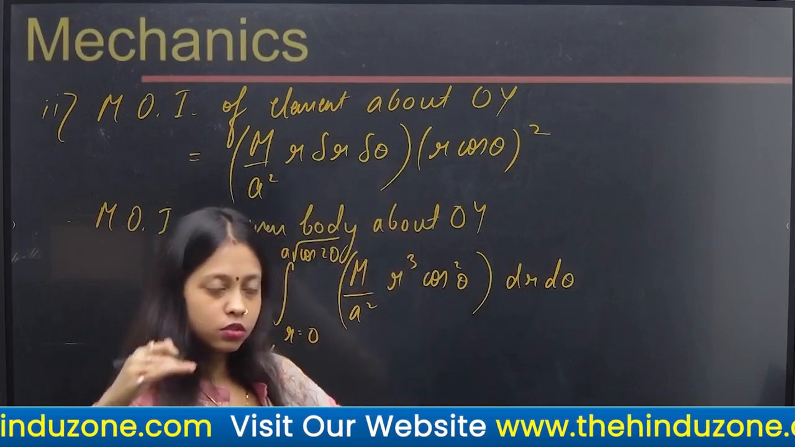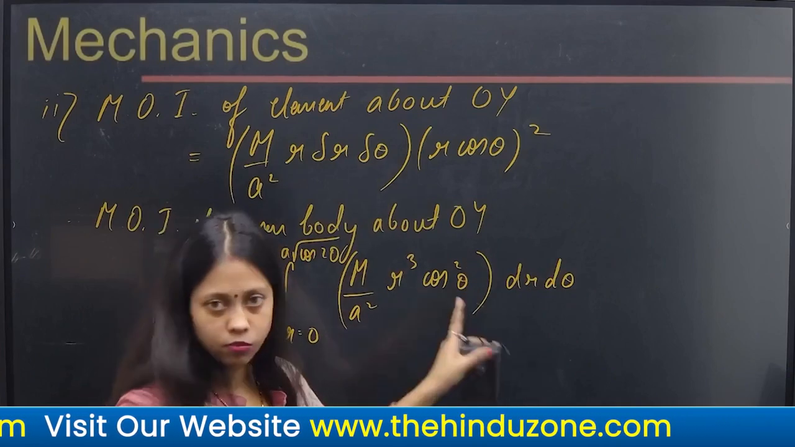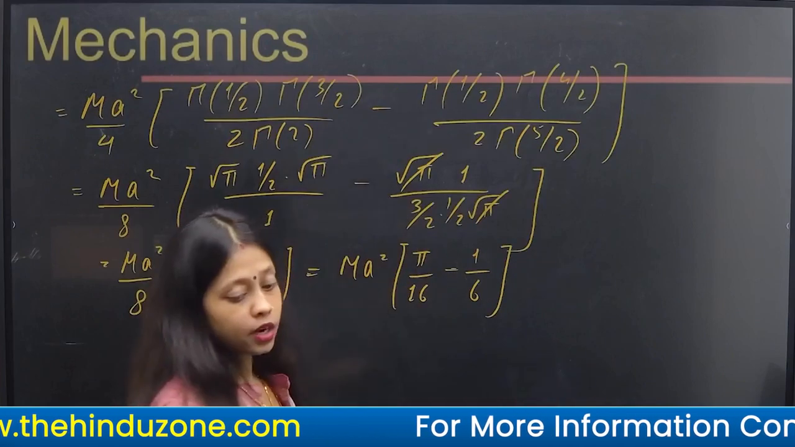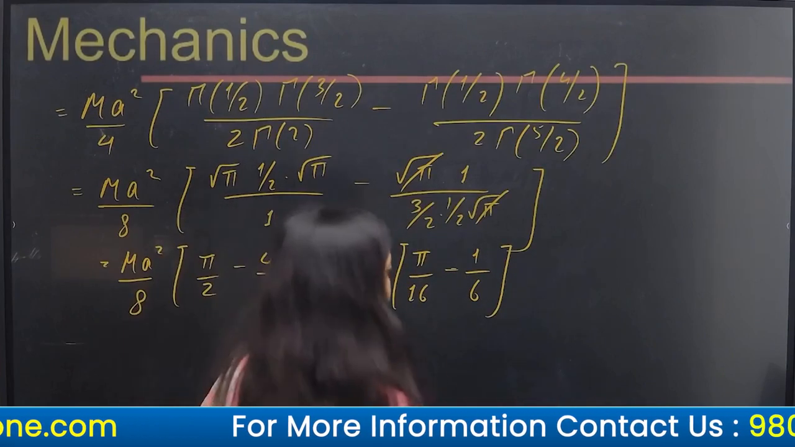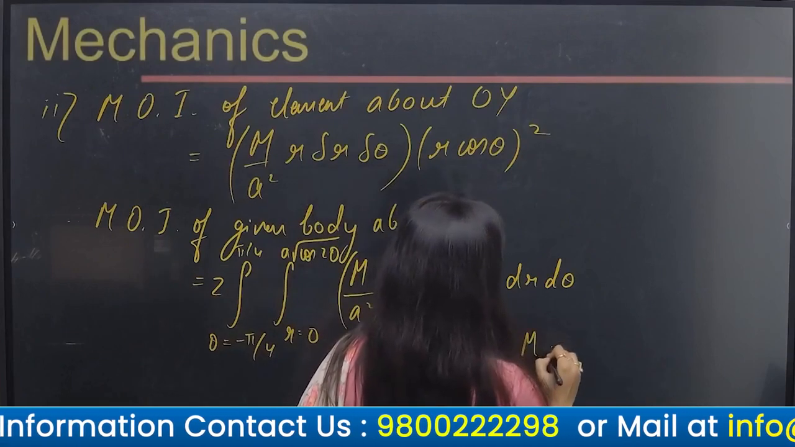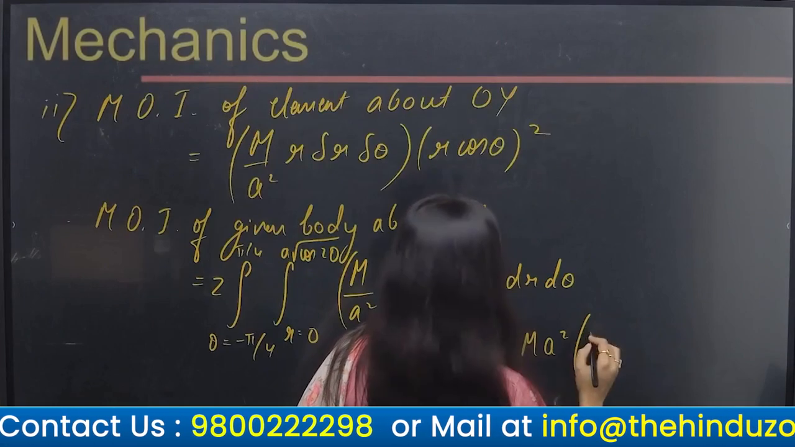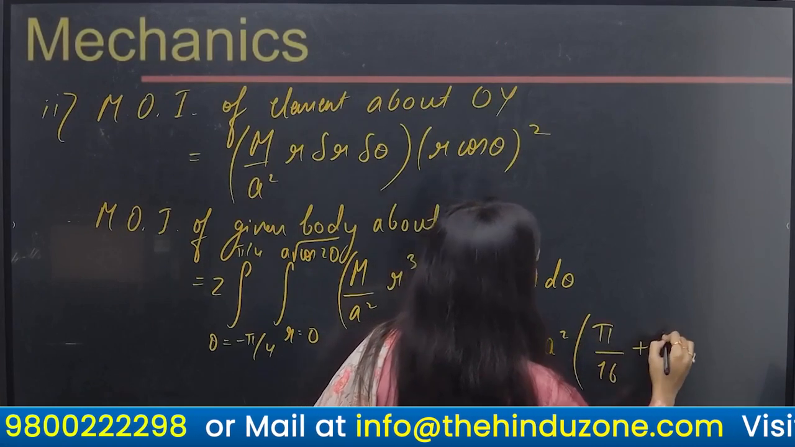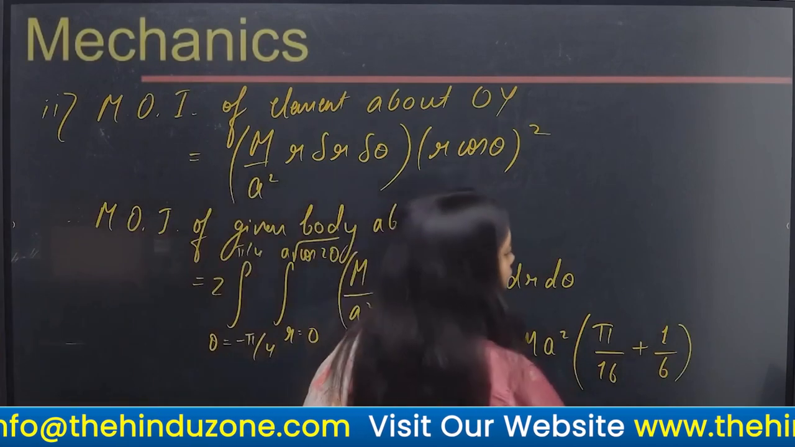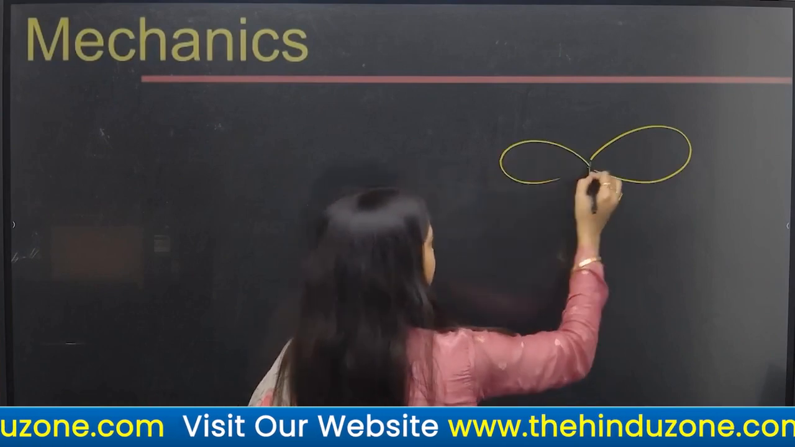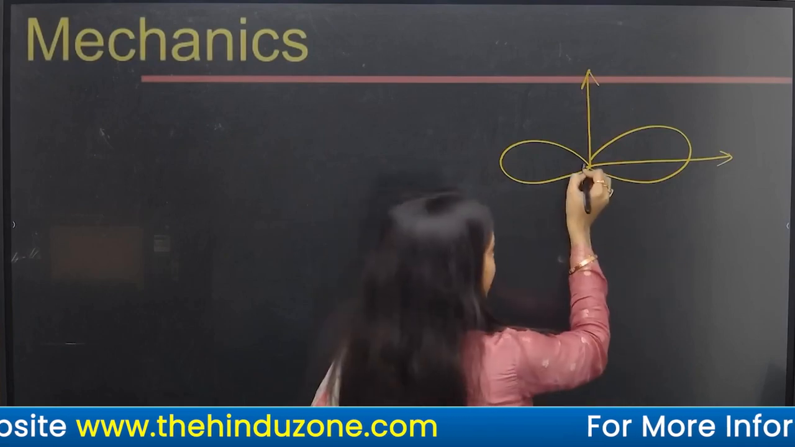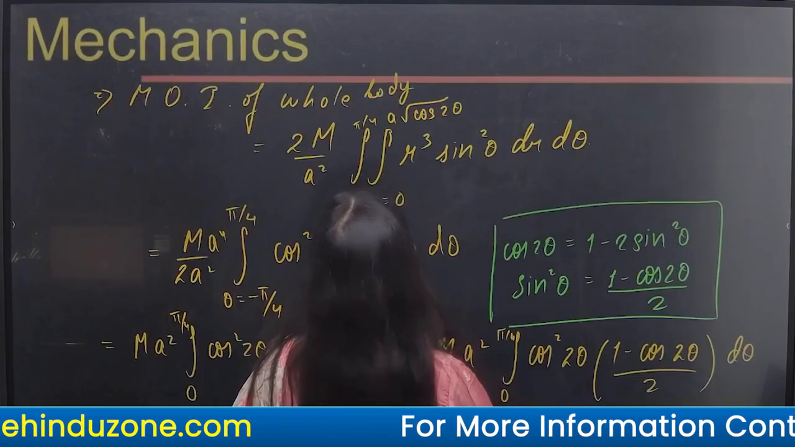So using the same, you can find out this integration. All the formulas that I have applied are exactly the same, solve it. Only difference would be, this answer was MA square, pi by 16 minus 1 by 6. So this will be, after solving, MA square, pi by 16 plus 1 by 6. And the last one is, see, this is your rigid body. With respect to X, you have the answer, with respect to Y, and this is a plane figure. And in the third part, they are asking obviously about the z-axis.